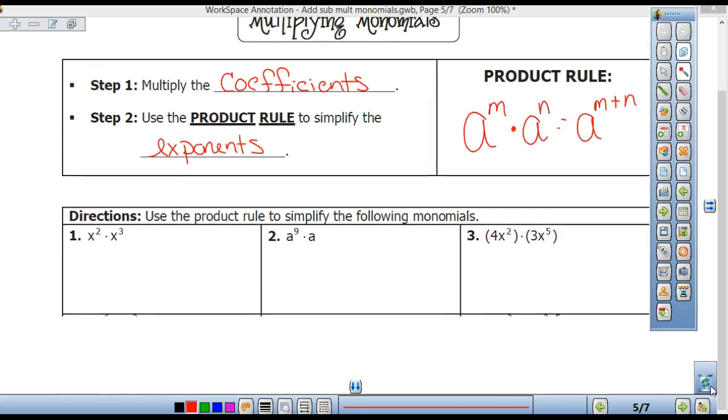Okay, so number one, do I have the same bases? Yep, they're both x's, right? So I'm going to add together my exponents and get x to the fifth. Okay, x to the second times x to the third. Add our exponents to x to the fifth. A to the ninth times a to the what? A to the first, forget about that first. We get a to the 10.